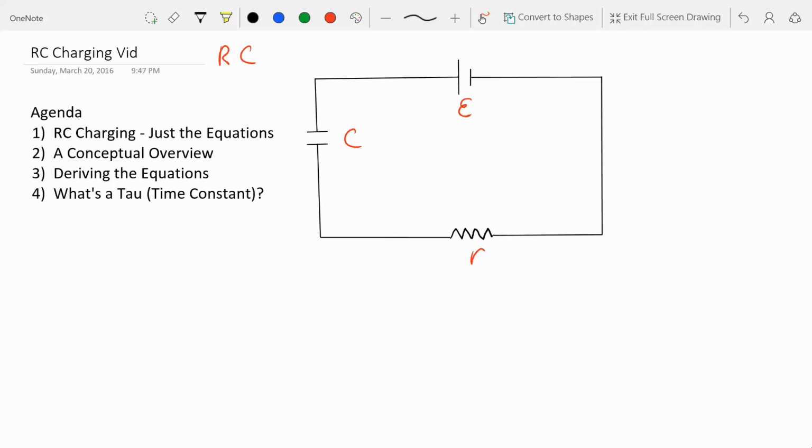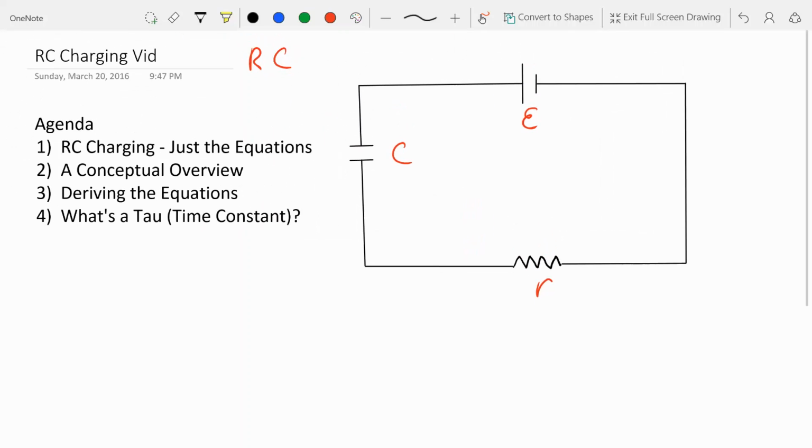Hello and welcome to a video about a capacitor charging. This is a very popular topic in AP Physics C, and it's an interesting one. First, I'm going to give you the equations, if that's all you're here for.